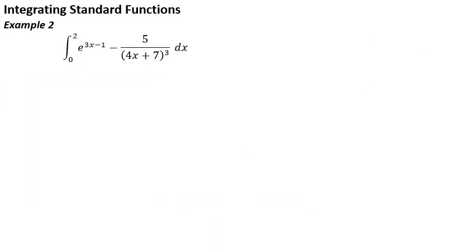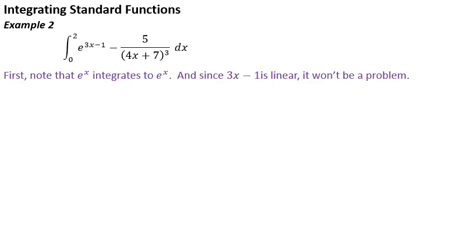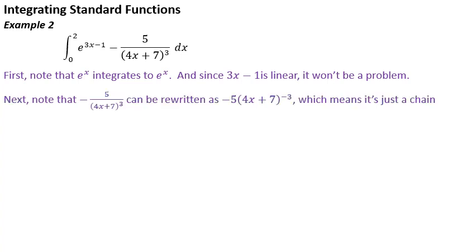Our final example may also look horrible, but there is a ray of hope. If you look closely, you'll find that the functions inside are linear. It's not just e to the x, but it is e to the power of something linear. It's not just 5 over x cubed, but it is 5 over something linear cubed. So that should give us hope. For e to the x, we know that e to the x integrates to e to the x. And the power being linear means that all we'll need to do is adjust by dividing by the derivative of that linear power.